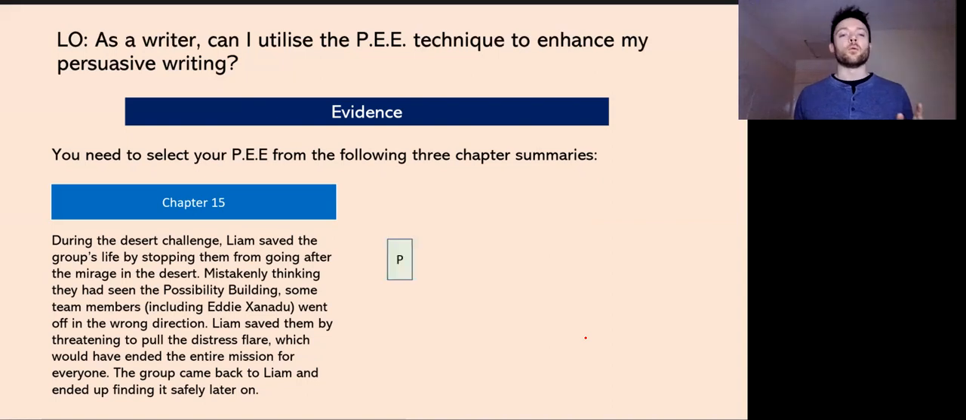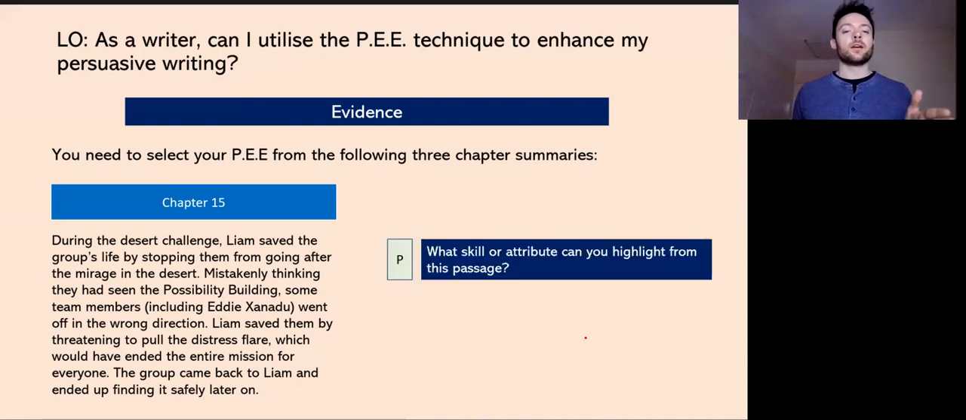So what you need to do is look at this, decide on your point, okay? What skill or attribute can you highlight from this passage? Now, the nice thing about this task is a lot of you will find different things. You'll find different skills and attributes that you want to highlight. What speaks to you will be different, which is brilliant. I can't wait to see your ideas. I'm sure you're gonna have loads of ideas, okay?